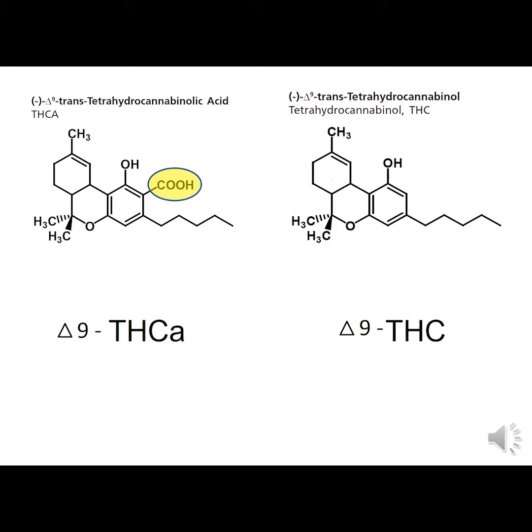These are the molecular forms of THCA and THC. THCA is on the left, THC is on the right. And you see for THCA, the acid group is the carboxyl group encircled in yellow. And with THC, that carboxyl group does not exist in the molecule.